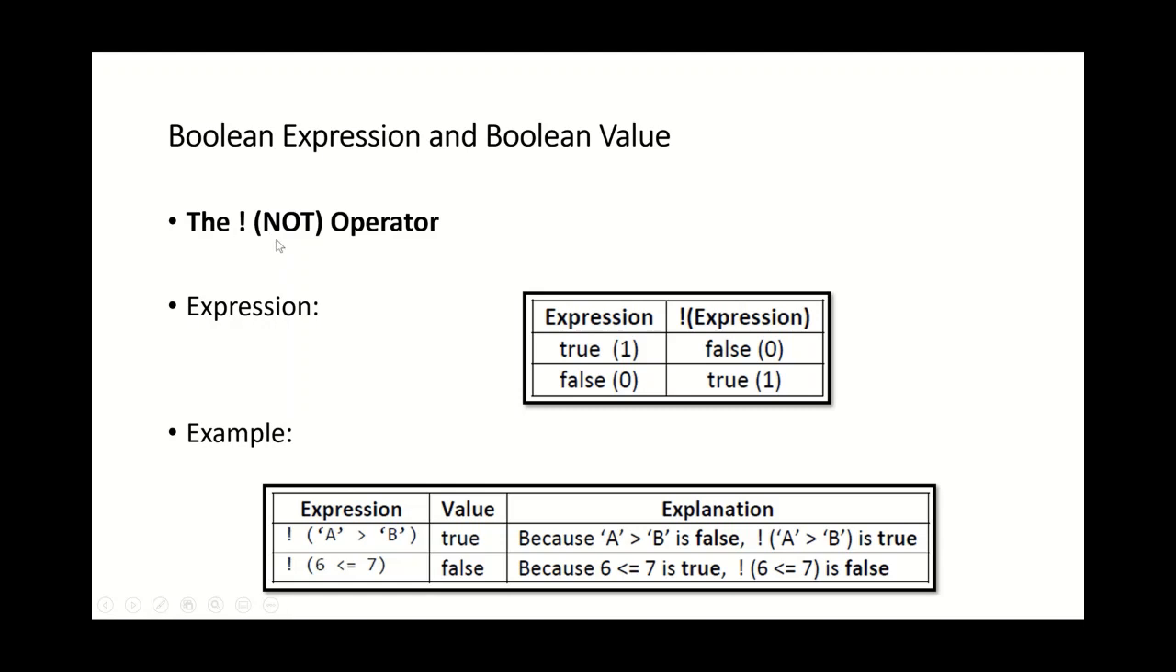We start with the not operator. This is the not operator, and this is the expression. Basically we have two possibilities for the expression, either true or false. When we use the not operator, the result will be the opposite of the expression. For example, if your expression is true, not true gives you false, and if your expression is false, not false gives you true. Look at the second example: not 6 less than or equal to 7. The value is false. Why? Because the expression 6 less than or equal to 7 is actually true, but when we put the not operator, the result will be false.